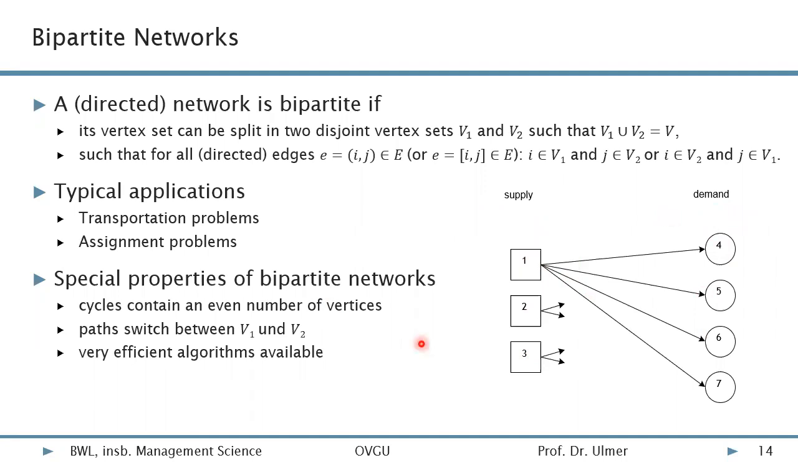Path switch between the 2 sets. So if we have a path, we always go one set, the other set, one set, the other set. And for these bipartite networks, there are many very efficient algorithms. The reason is that we often can solve these problems, even though they are mixed integer problems with integer variables, with linear programming. Also, again, a small excursion, because the matrices in these programs are very nice, so-called totally unimodular. Okay, but for us, just that you've heard of bipartite networks.